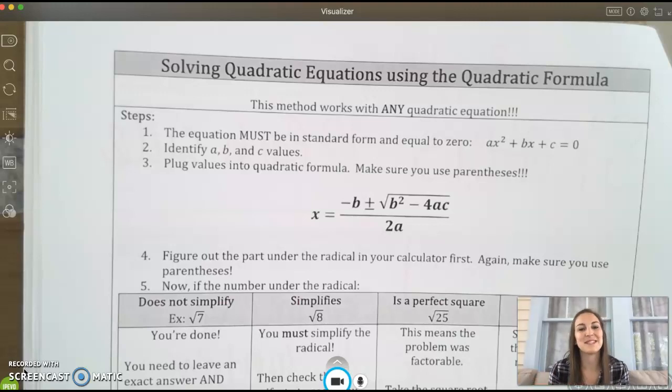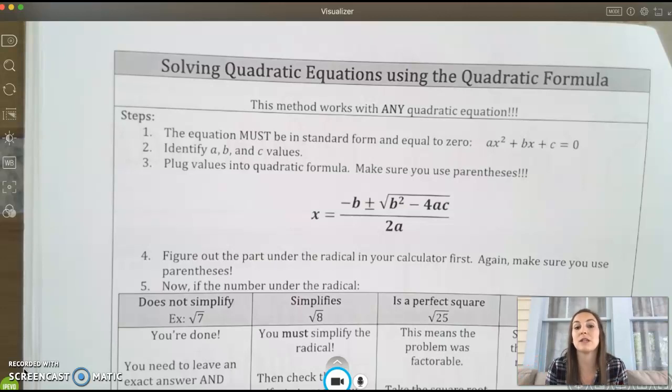Hey guys, so today we're going to learn a new method of solving quadratic equations. So we've talked about solving quadratics with the graph, meaning we're looking at our graph to see where we cross the x-axis. Then we talked about solving with factoring, where we take a quadratic function, we factor it, set those parentheses equal to 0, and then get our two solutions.